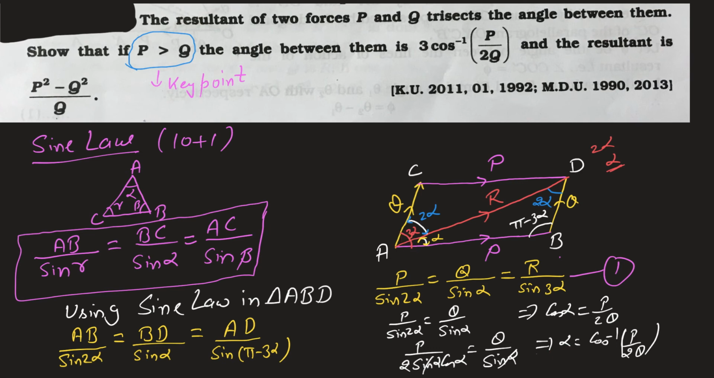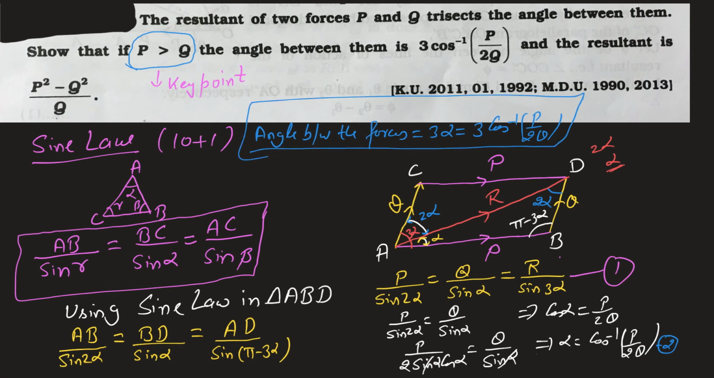So the angle between the forces is equal to 3 alpha, and from number 2 it will be 3 cos inverse P by 2Q. One thing was this which was required to prove, and the other thing is that the resultant is P square minus Q square by Q. So we have taken the first two terms because they contained sin alpha. Sin 2 alpha we know is 2 sin alpha cos alpha, so this sin alpha will again be taken with the third term.